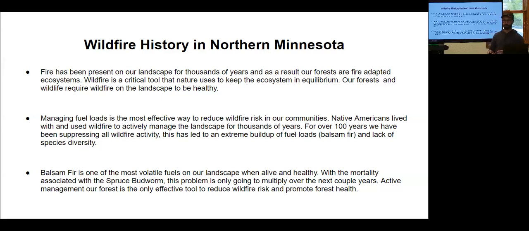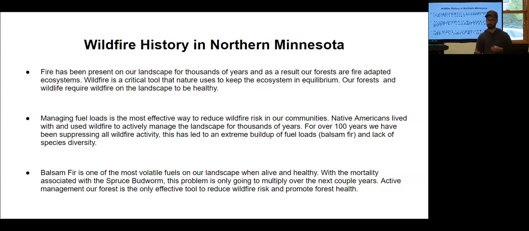Before that, Native Americans used wildfire and understood it pretty well to actively manage the landscape. And since we've been suppressing wildfire, we've built up a scenario where it's pretty detrimental to the different levels of different species on our landscape. And the main thing is that we have a way overabundance of balsam fir.